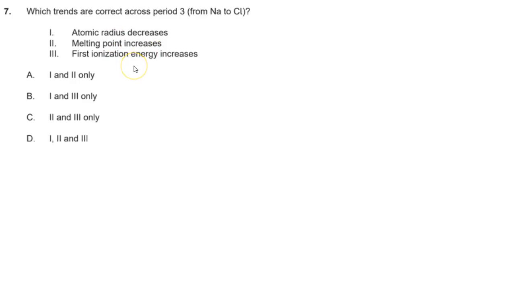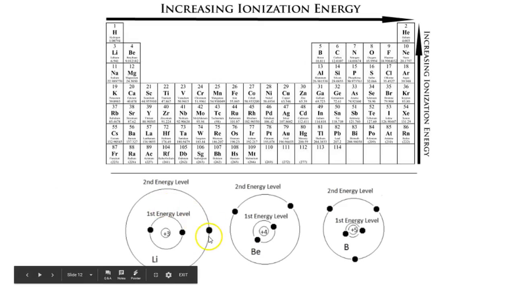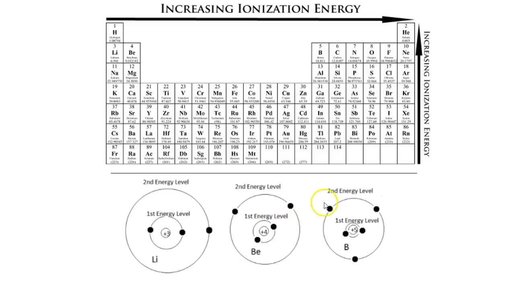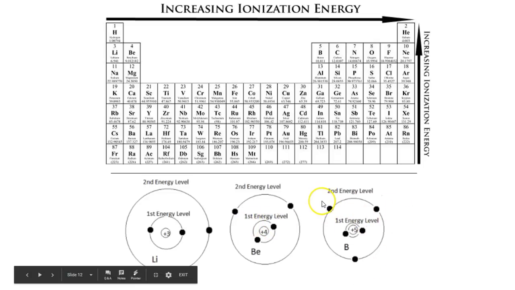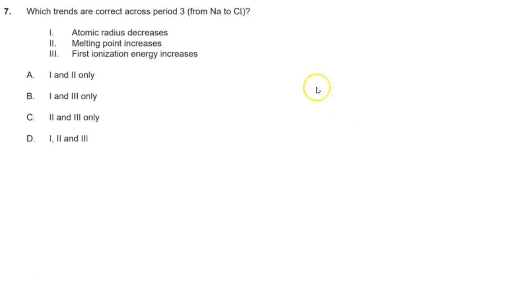And then first ionization energy increases. Yes, it does increase. If you remember, ionization energy is the energy needed to remove a valence or outermost electron. But as you go to the right, there's more and more protons, and those protons are going to hold on to these electrons, have a stronger attraction for them. So it's going to take more energy to remove that the more you go to the right. So it was only 1 and 3 only, B.